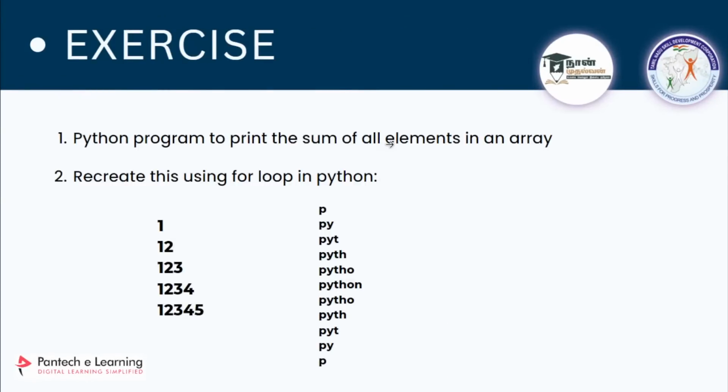Can we do this exercise now with a for loop? Can we start? The first exercise will be creating a Python program to print the sum of all elements in an array. We'll ask the user to enter the numbers, which will be stored in a list. Once you get that list, you add all the numbers and give the output. That will be the first exercise: a Python program to print the sum of all elements in an array. We can start now.